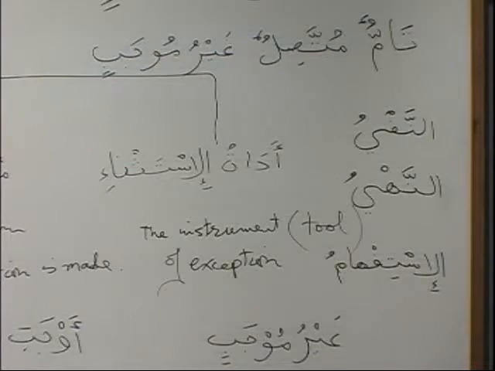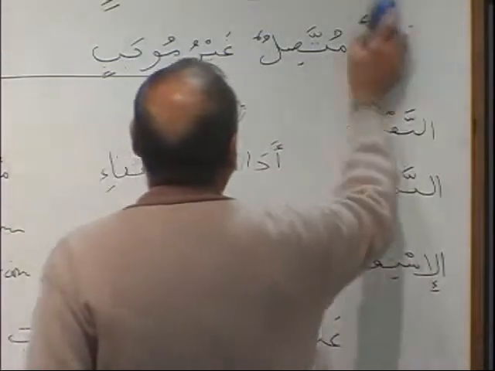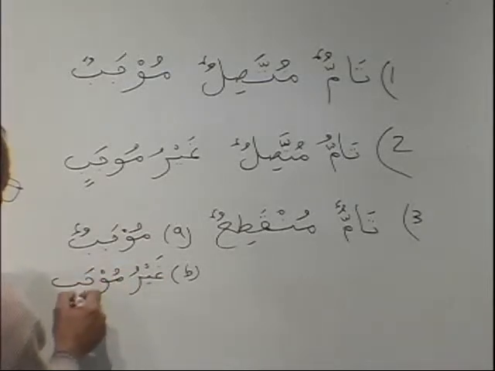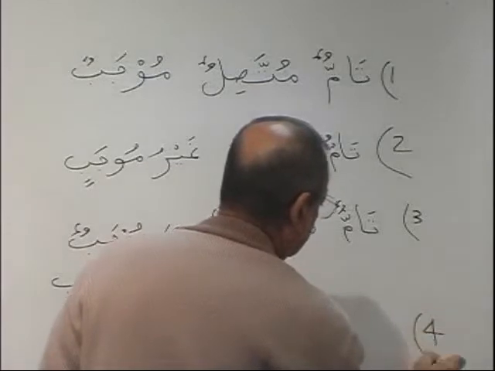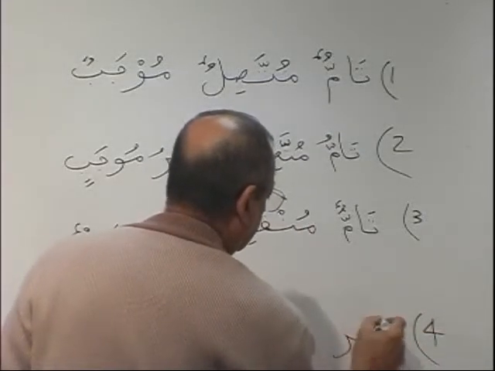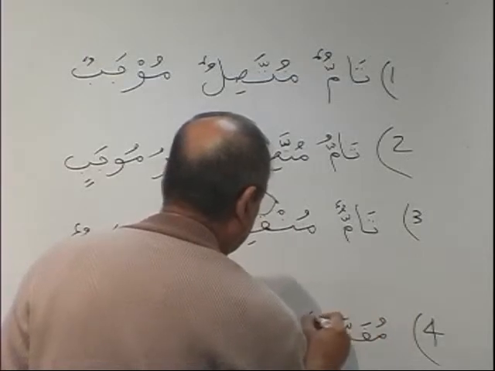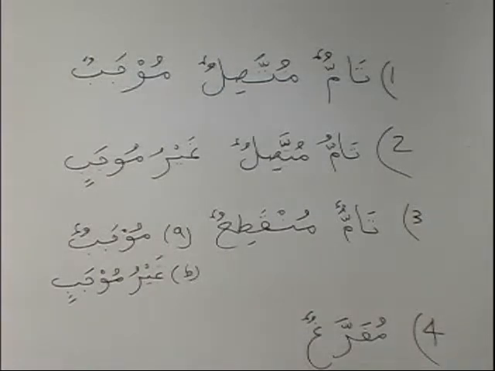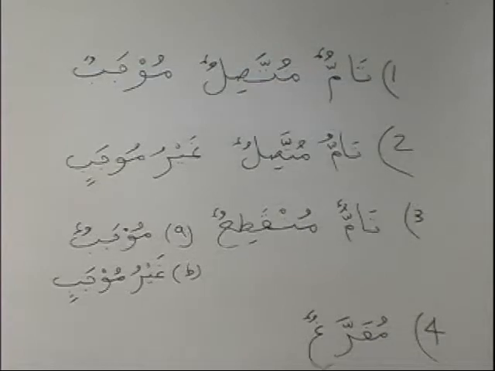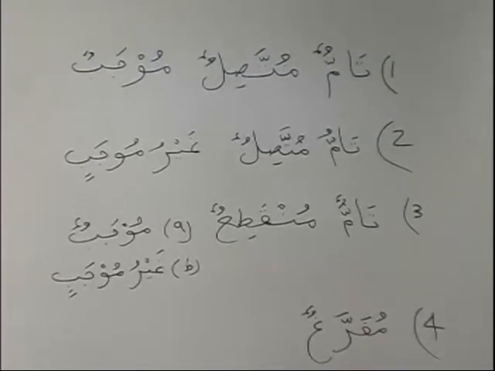Now I want to write down something on the board again. Got the idea, brothers and sisters? I wrote down on the board, there are four kinds. Today is the first day. If you do not understand 100%, don't worry. Tomorrow, you will be strong and you will understand everything. I am trying to make it very simple and easy to understand, inshallah.